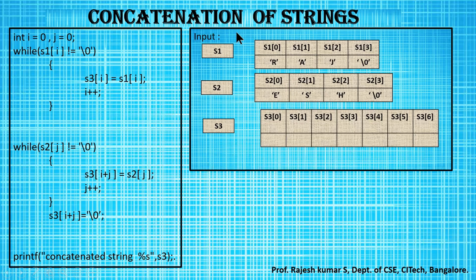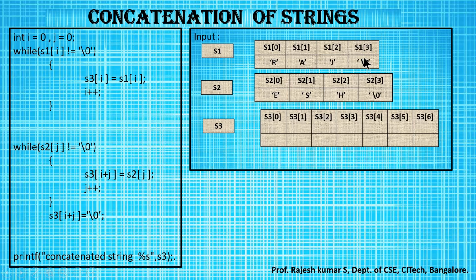So the logic behind the program is, first, I'll be traversing the S1 array, which is already taught. I will check whether the first value is present as a character or a null value. If it is a character, that character will be copied. The character R will be copied into S3. Again, A will be copied here. Again, J will be copied here.